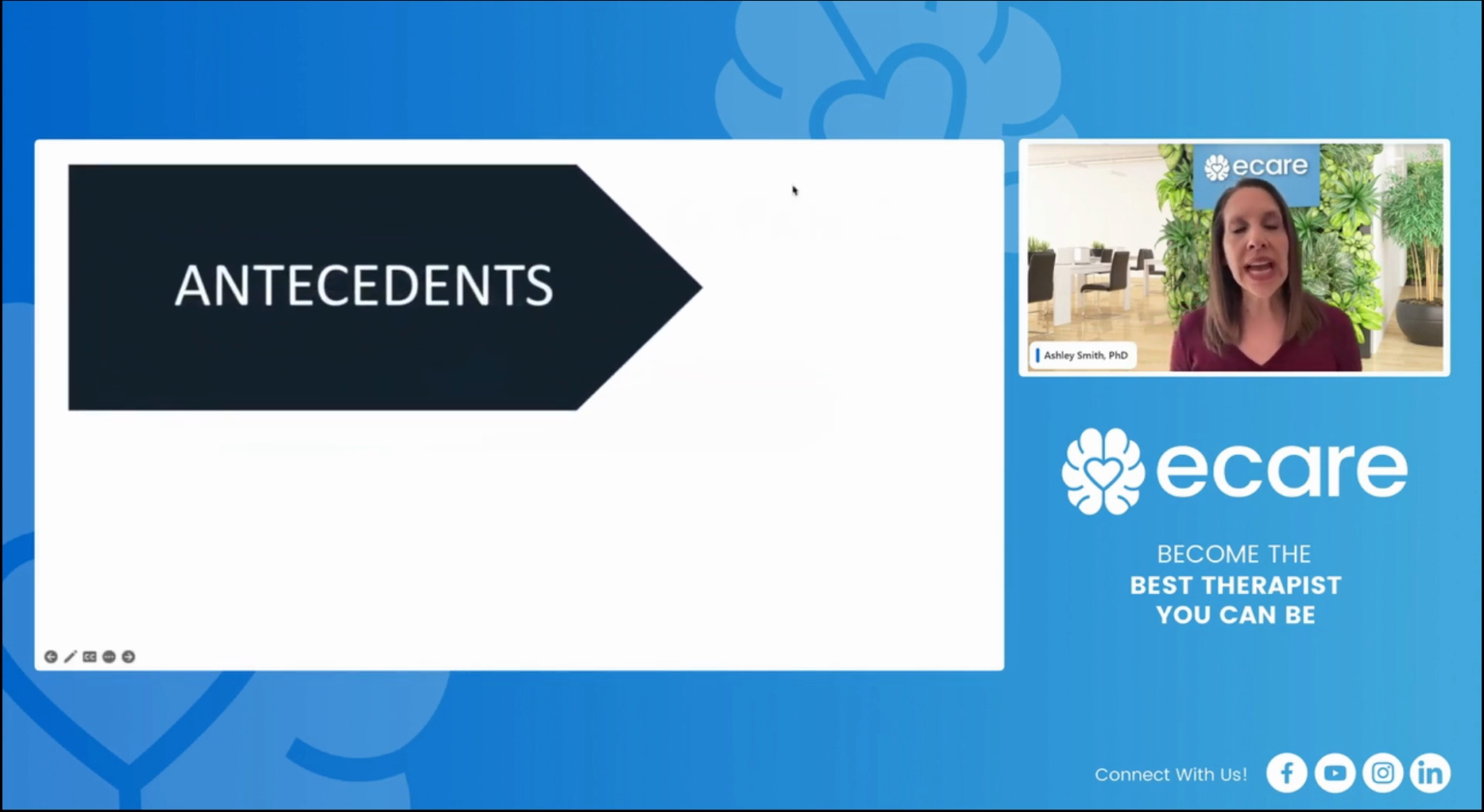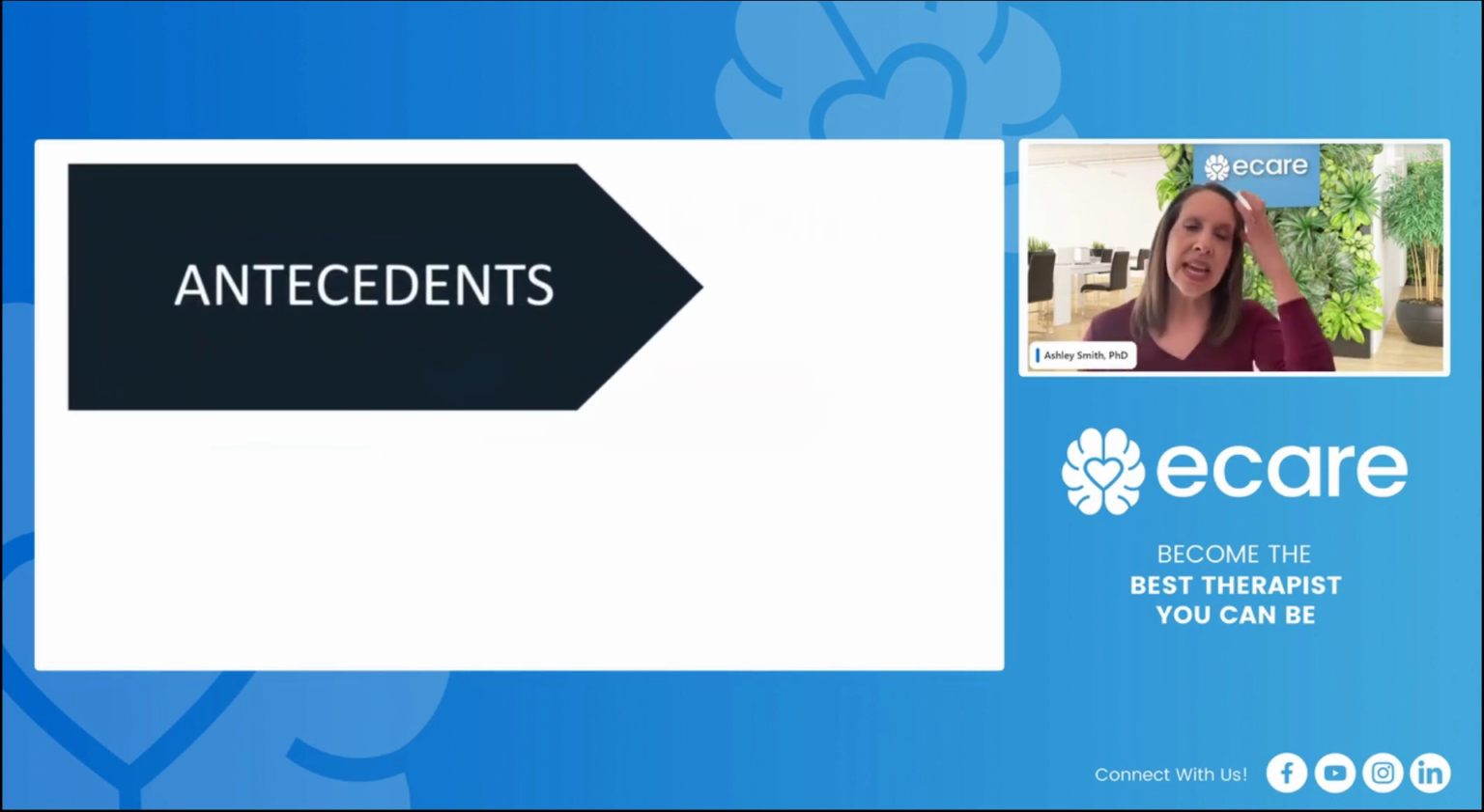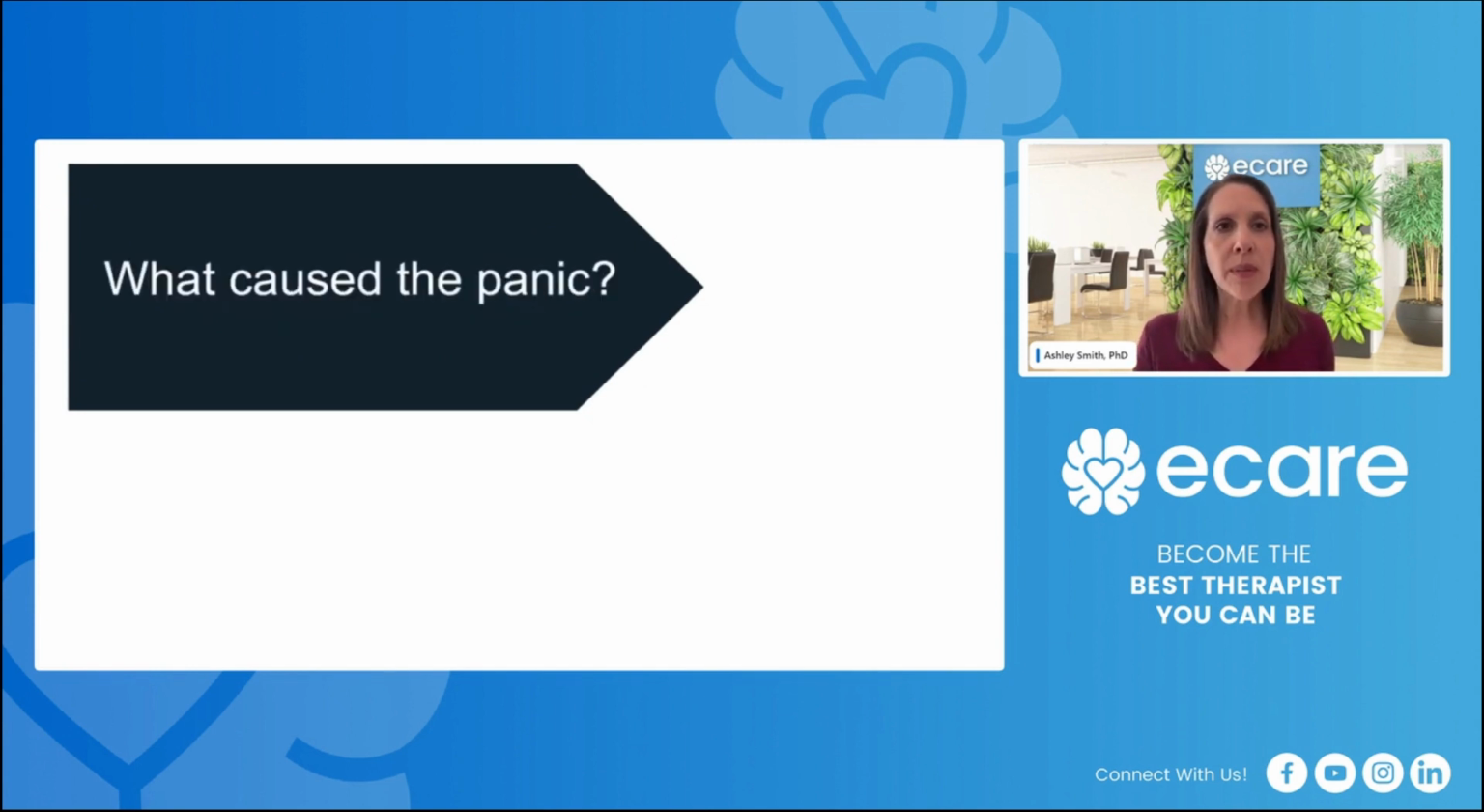So when we're looking at the antecedents, the antecedent is what comes before the problem, behavior, or symptom. Think of this as the trigger. Now, when it comes to working with my patients to get a good conceptualization, we're going to talk about this. And I'm going to look at what caused the panic, both originally, and then what maintains it, what triggers it now. So, when it comes to what causes it, to be fair, we may or may not know.